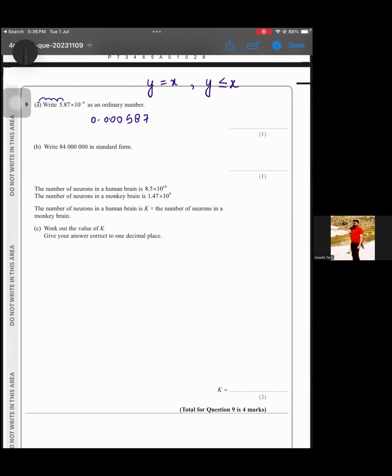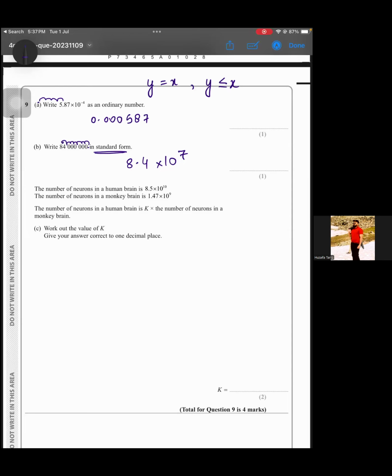For part B, if 0 is over here and we are moving on the left hand side, that means we are increasing the power. So it will be 1, 2, 3, 4, 5, 6, 7. Because we need to write down the answer in standard form, it will be 8.4 into 10 raised to the power 7. When we shift the decimal on the left hand side, the power will increase. When we shift the decimal on the right hand side, the power will decrease.